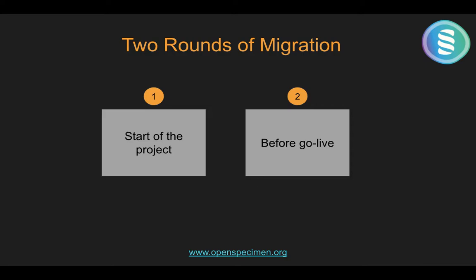So at the beginning of the project, we will start with the first round of migration. The purpose of this activity is to fine tune and finalize the ETL scripts that will be utilized to migrate data from legacy system to OpenSpecimen. And the second round of migration is just before go live, when all your ETL scripts are finalized, all your issues with the legacy data are fixed. So we'll take a fresh export and go live with the second round of migration.